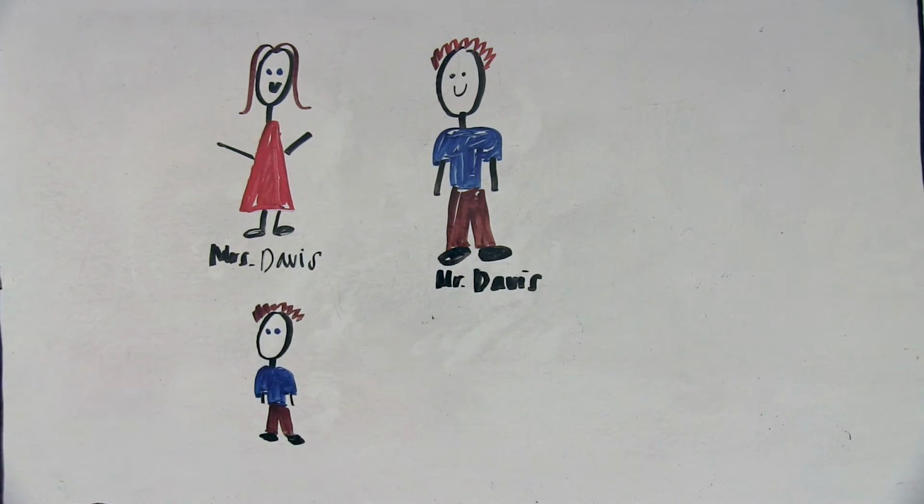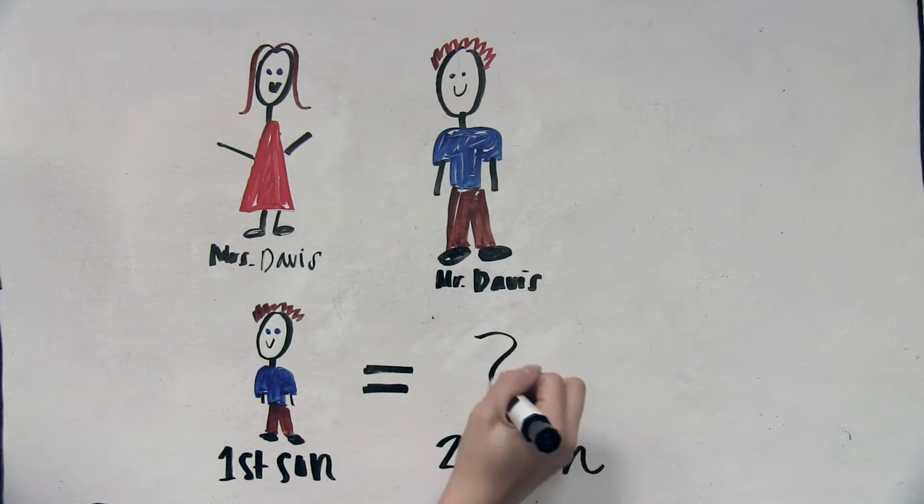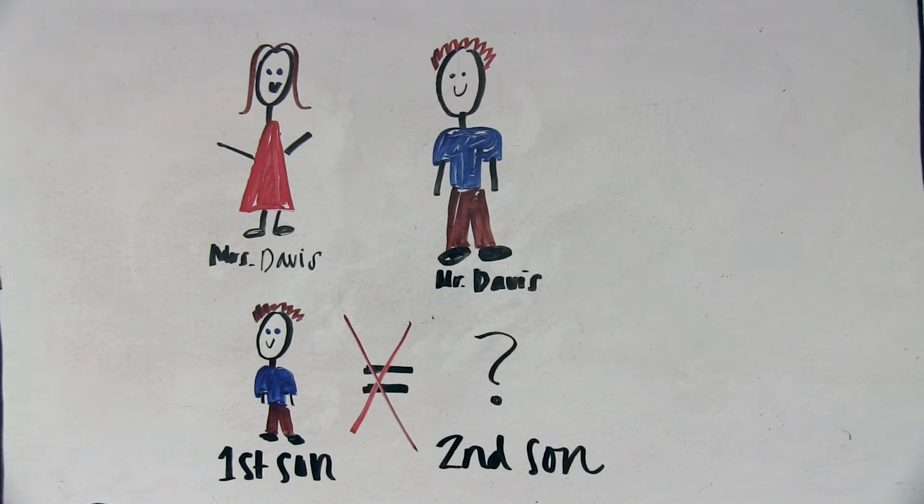So even though Mrs. Davis already has a son with blonde hair and blue eyes, her newborn child will not be exactly the same because that child will inherit Mr. and Mrs. Davis's traits in a way that is different than their current son.